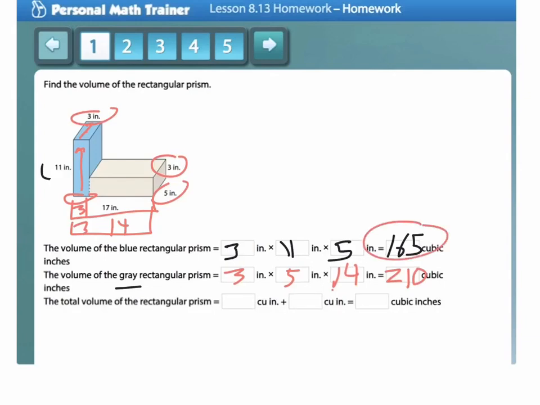Then I just take this part and add them together. We have 165 cubic inches and 210 cubic inches to give you a total of 375 cubic inches for this composite shape.